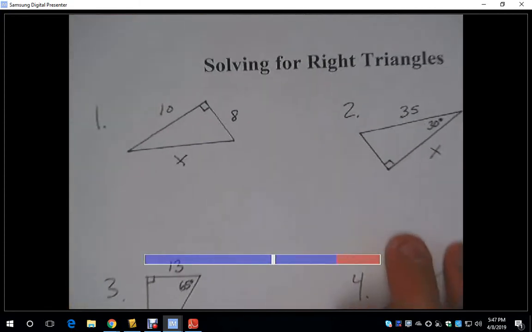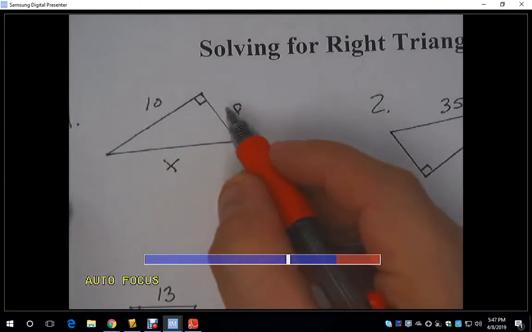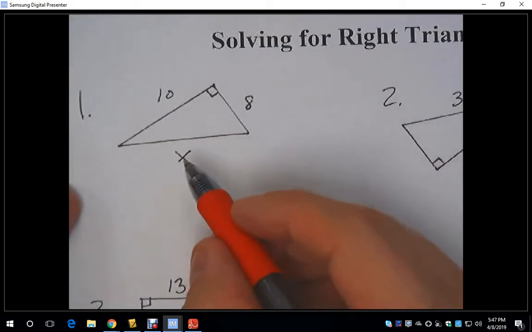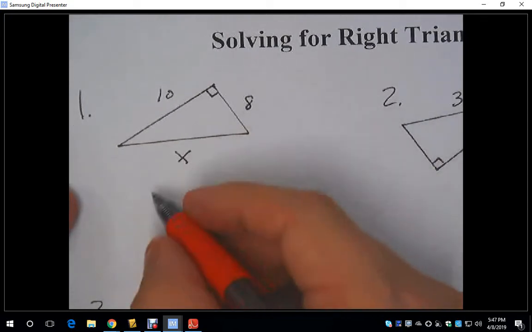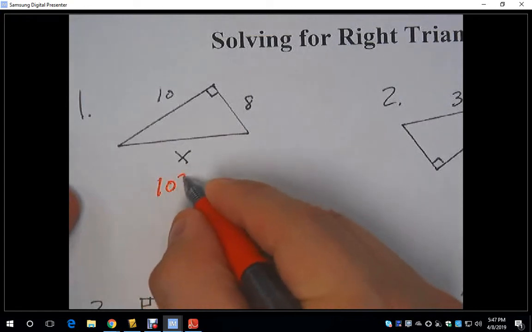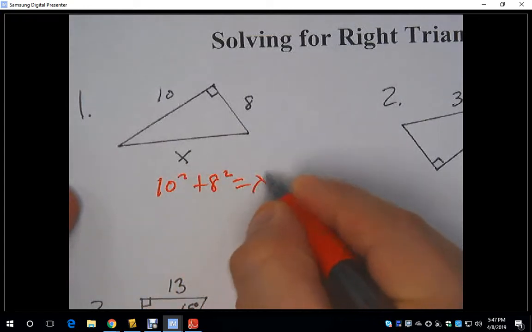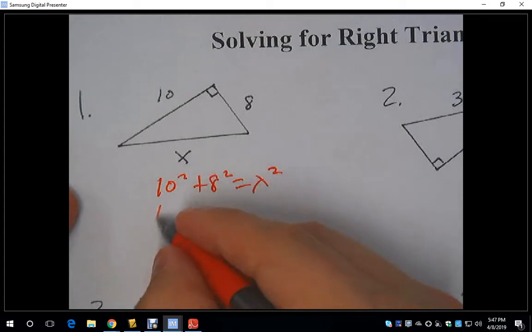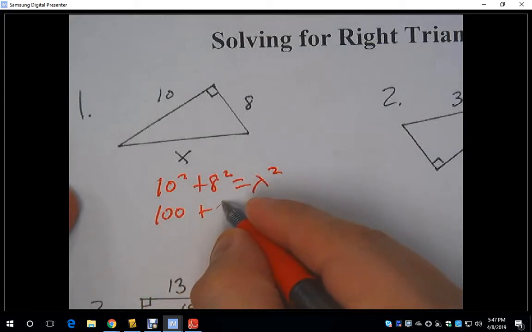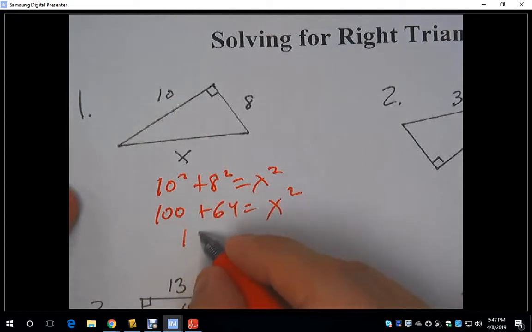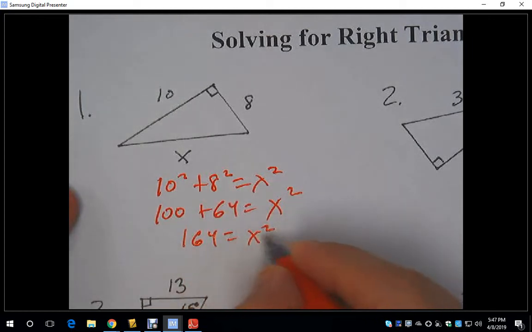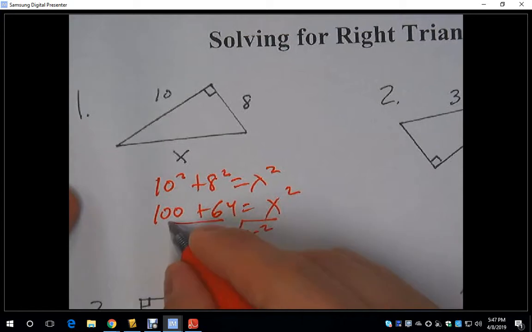So looking at our first problem here, now I'm given two sides and I'm asked to find a third side. Well, what should come to mind is the Pythagorean theorem. So we have 10 squared plus 8 squared equals x squared. 10 squared is 100, and 8 squared is 64. We add these together to get 164 equals x squared. And then we take the square root of both sides.